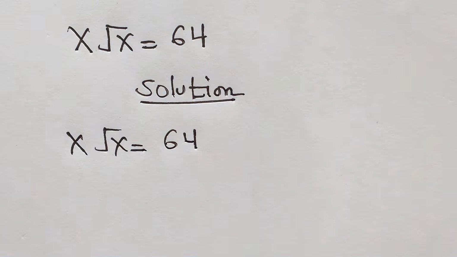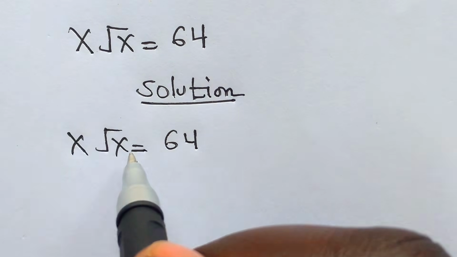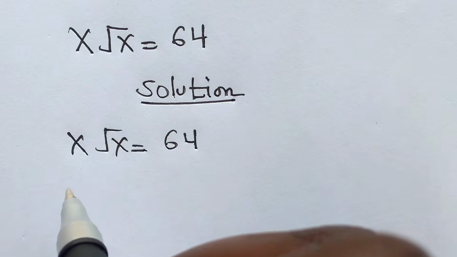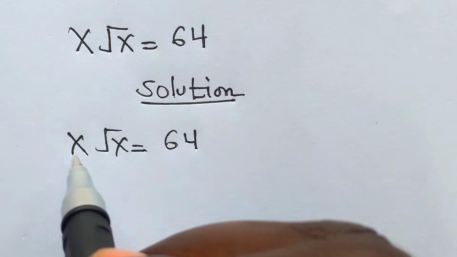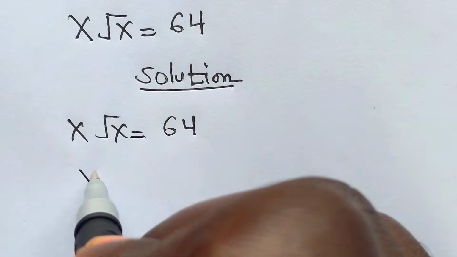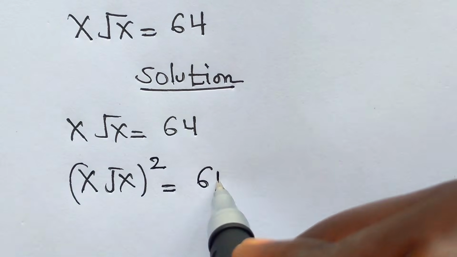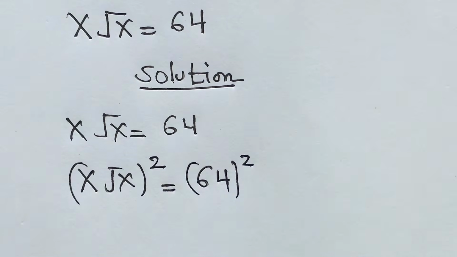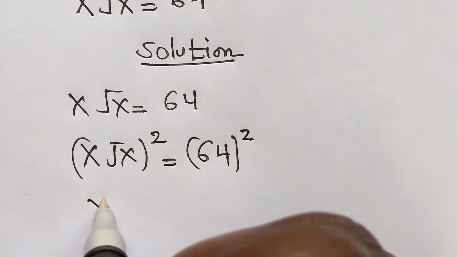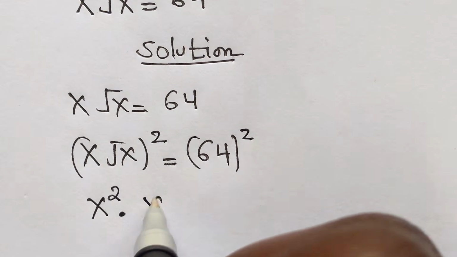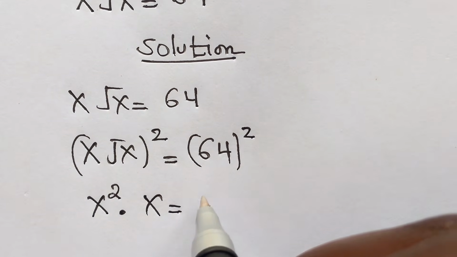Alright, what we have to do is remove this square root we have right here. That's why we're going to square both sides. That means you have x squared to the power of square root of x squared equals 64 squared, and we shall write x squared times x, which is equal to 64.